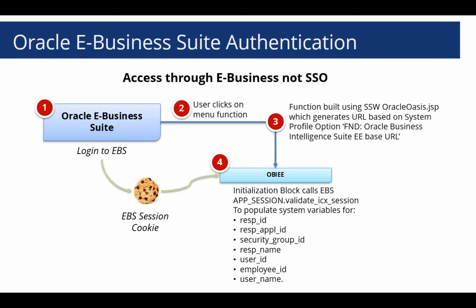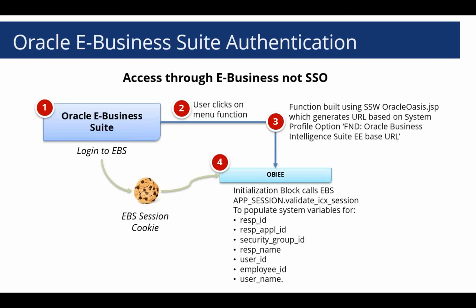The initialization block is then firing, and it's pulling in the Oracle EBS user's identity, that identity being defined by the, should be familiar, responsibility ID, user ID, employee ID, such that the authentication or the authorization roles can then be built.